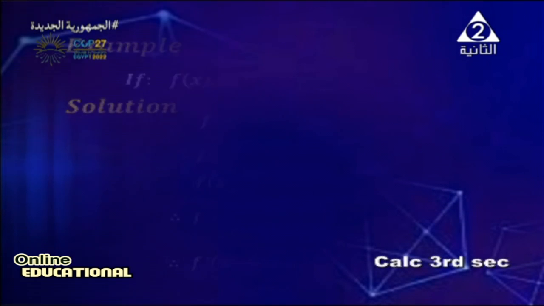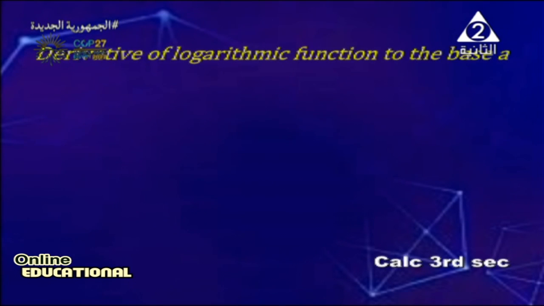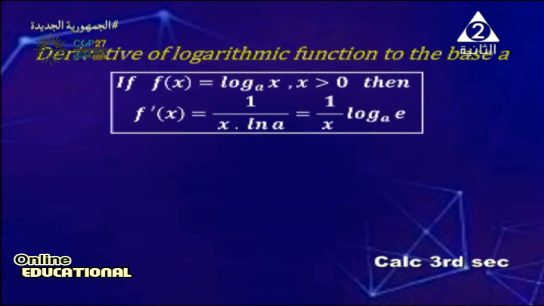Dear students, we can deduce the following rule. Derivative of logarithmic function to the base a. If f of x equals log x to the base a, where x is bigger than 0, then the derivative of the function f dash x equals 1 over x multiply ln a. A is the base of the logarithm. 1 over x ln a equals 1 over x log e to the base a.